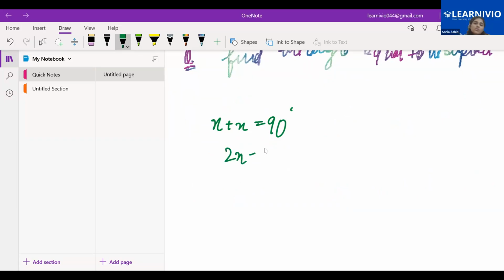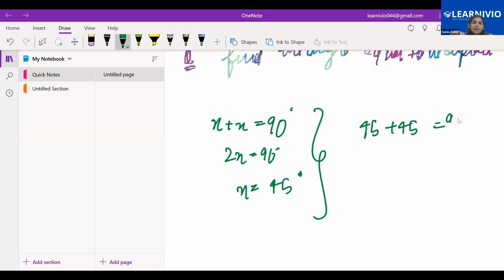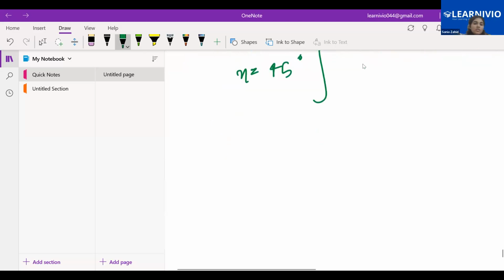So x plus x gives you 90, so 2x gives you 90. So what is the value of x? x is 45°. If you add 45 plus 45, it is equal to 90°. That means the complement of 45 is also 45 only. Okay, and if the same question is given for supplementary, can you do it?